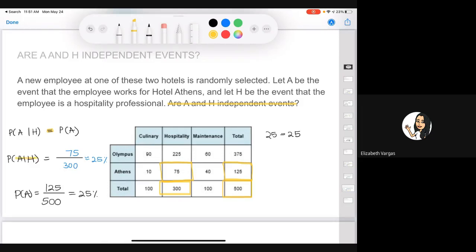So here the probability of being in hospitality is 300, right? That's the total number in hospitality. But then being in hospitality and Athens is 75. And so I need to plug those in. And that's what I did. Solve for the probability. The probability of being in Athens, you want the total number over those who just work in Athens, the total. And then you want that probability. So everything's going to be given to you in your two-way table. You're just using your two-way table to plug things into your probability. Okay, questions?